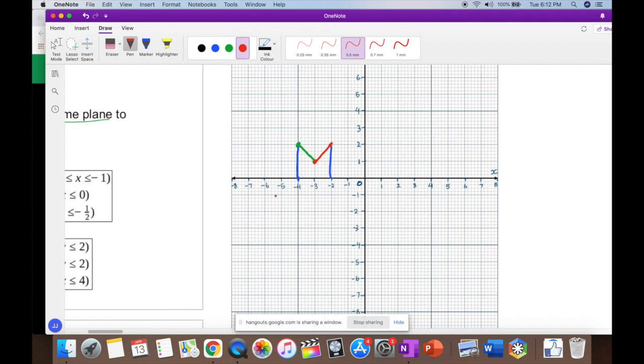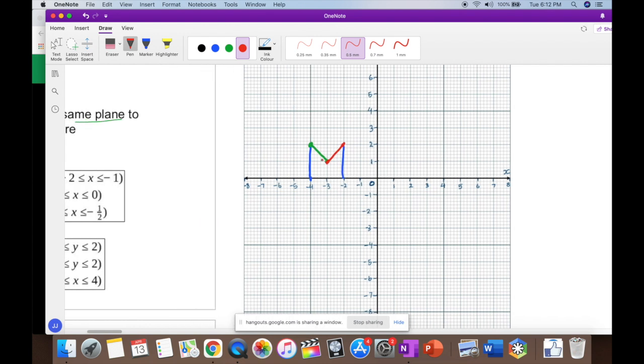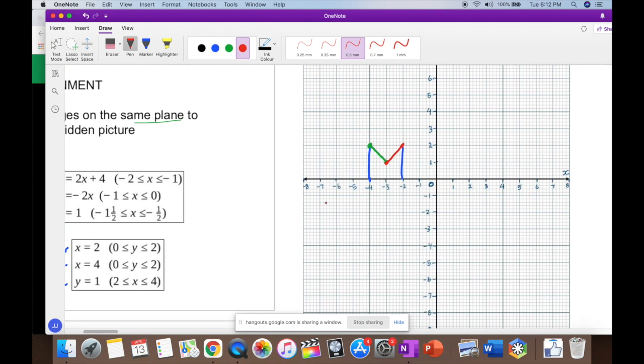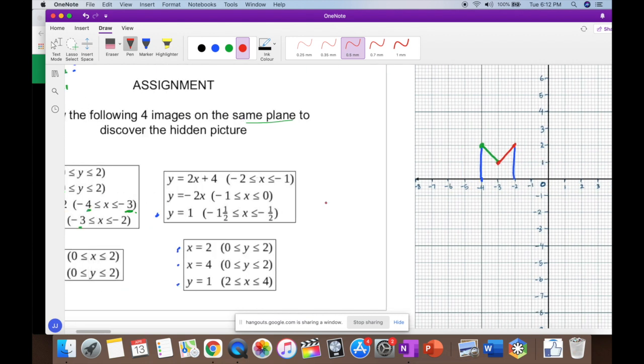Now I'd like you to notice something. The green line is slanted this way. So that's a negative gradient. And you can see here that it has this negative in front of the x, whilst the other line has a positive in front of the x, and so it's slanted that way. And yes, there is the letter M.